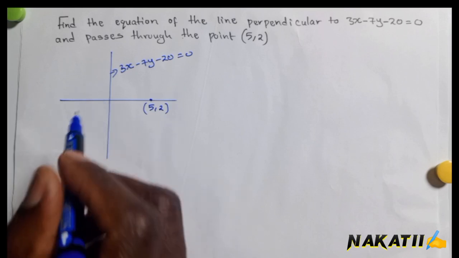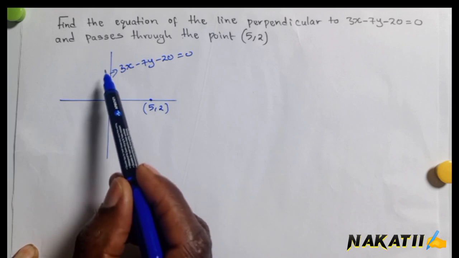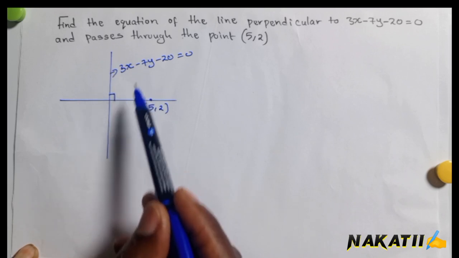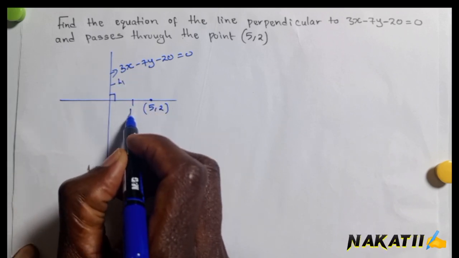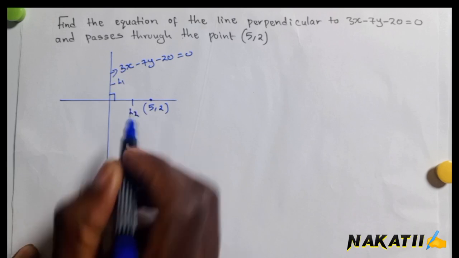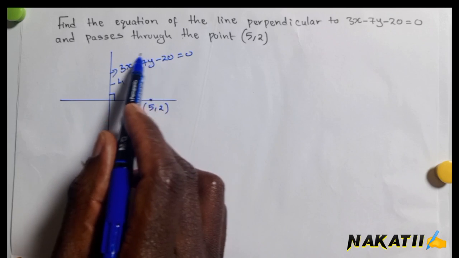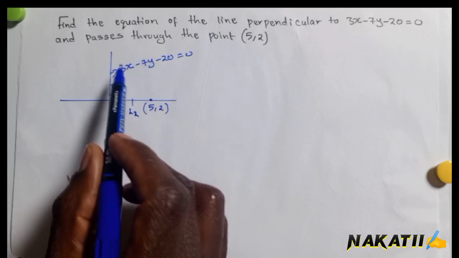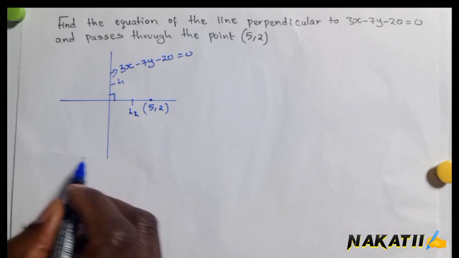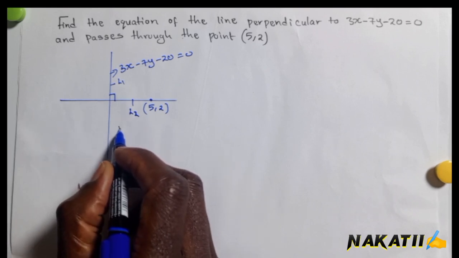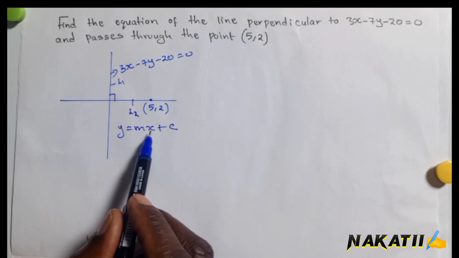Now, using the concept of perpendicular lines, when you get the gradient of this line, you can say m1 times m2 should give us -1. Let's call this line L1 and this one L2. Therefore, we can use this equation to get the gradient of this line here. We just rearrange this one in the form y equals mx plus c. The gradient is simply m, the coefficient of x.